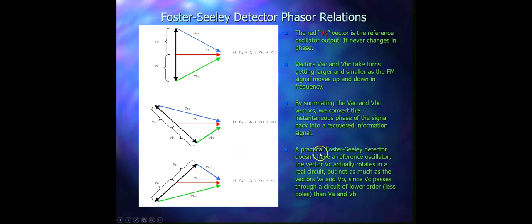Now, the practical Foster-Seeley detector doesn't have a reference oscillator, which we are going to see next. The vector VC actually rotates in a real circuit, but not as much as the vectors VA and VB, since VC passes through a circuit of a lower order. So this practical circuit, we are going to see next.